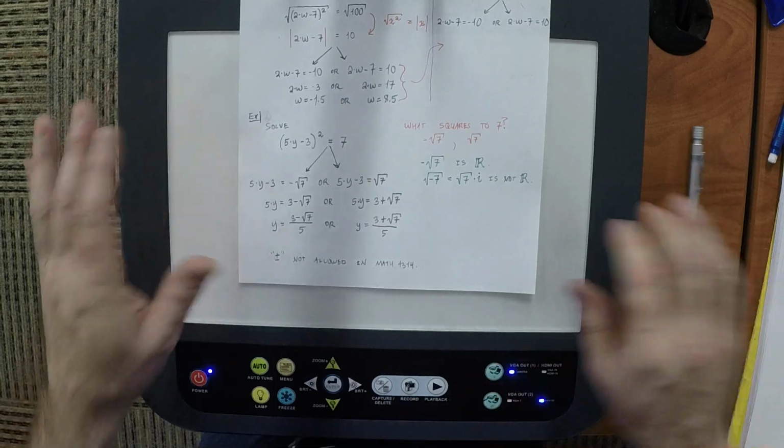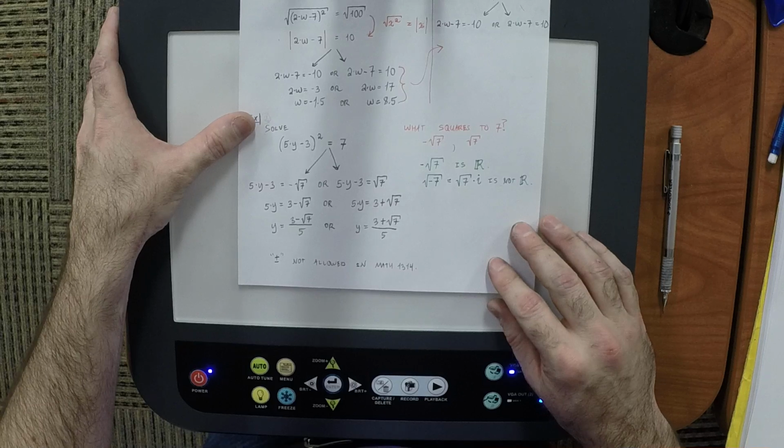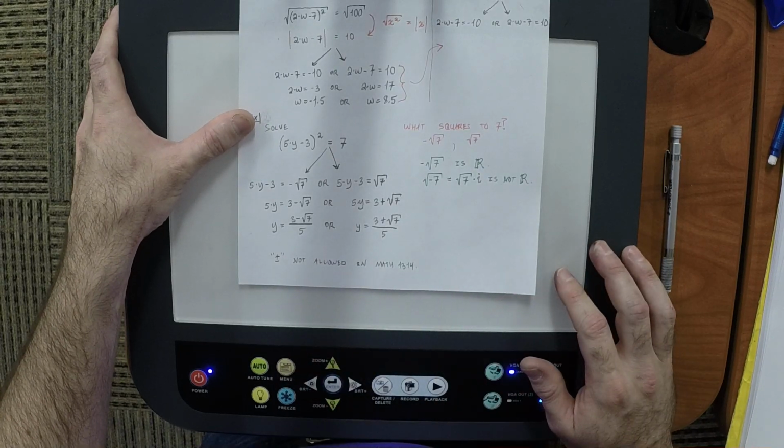Good. Any question about this one? Yes? Doing the plus or minus, wouldn't that be a conflict if you put that in either one of those, either the 3 minus square root of 7 over 5 or the 3 plus?